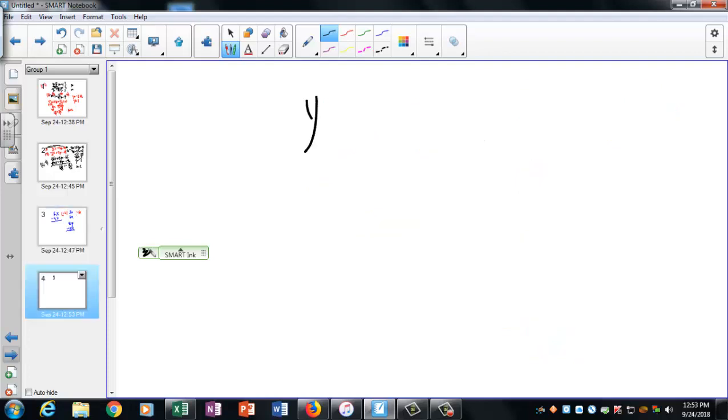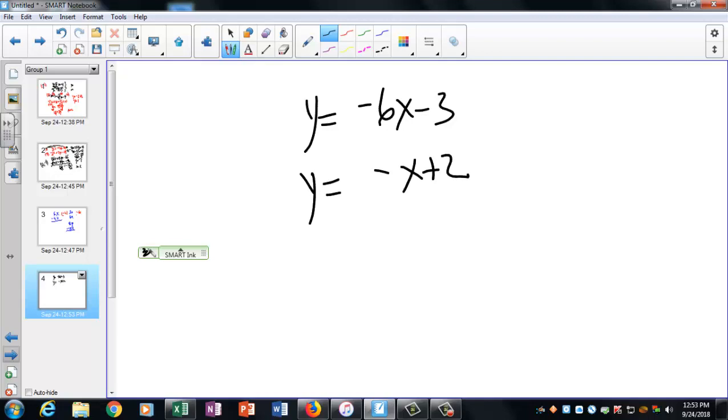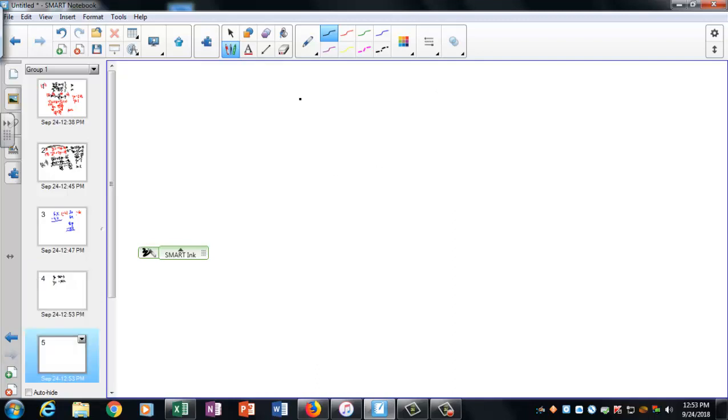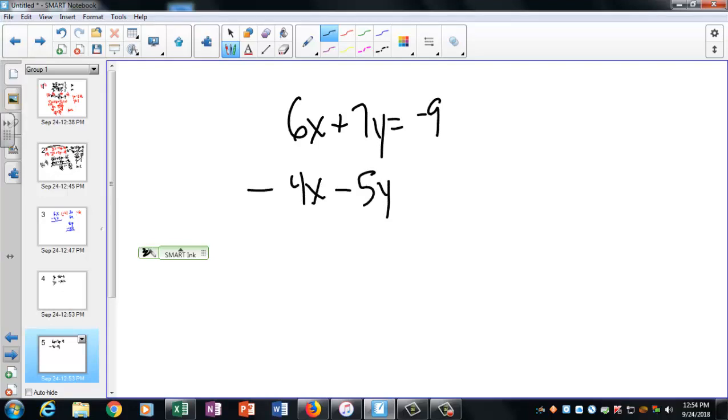8 is y equals negative 6x minus 3, and y equals negative x plus 2. That is 8. And 4 is 6x plus 7y equals negative 9, and negative 4x minus 5y equals 5.